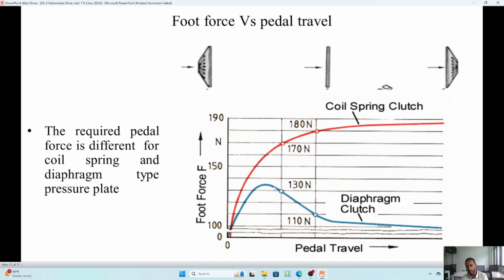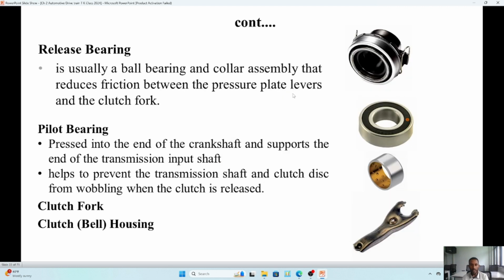But in the case of the diaphragm spring type, it will be higher and later it will reduce. This is due to this shape. If you see, initially it is higher because initially the diaphragm spring has stored too much energy, and when the pedal is depressed, when it becomes flat, the force will be reduced, and then again it will dish out. So at this condition, the force required from the driver will be lower. That's why they are applicable in light duty vehicles by means of some torque or force multiplication mechanism.